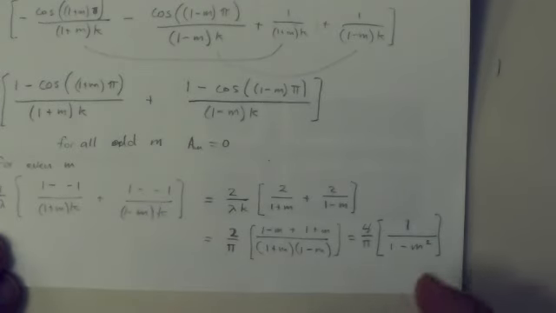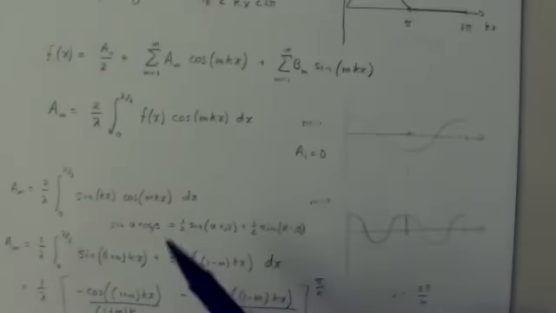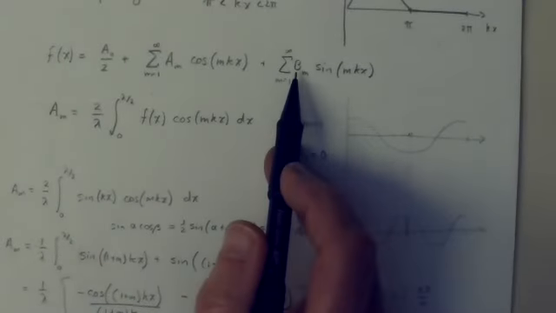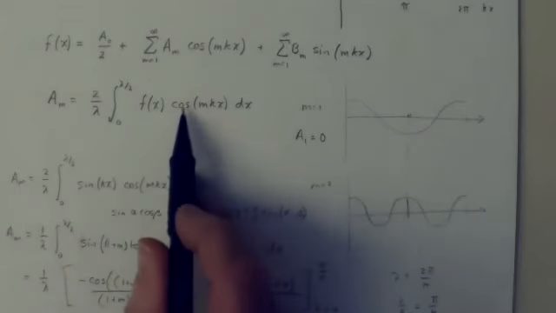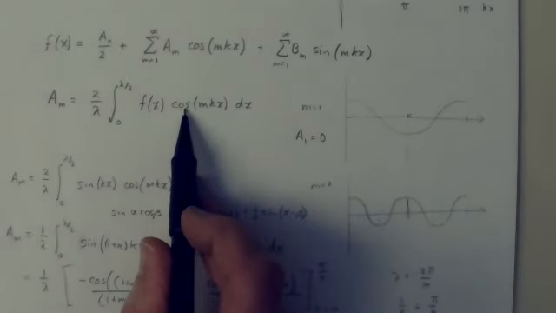Now, we're still only half done. You have to go back through and find the b's, which you get by a similar integral, but it's got a sine function in here.